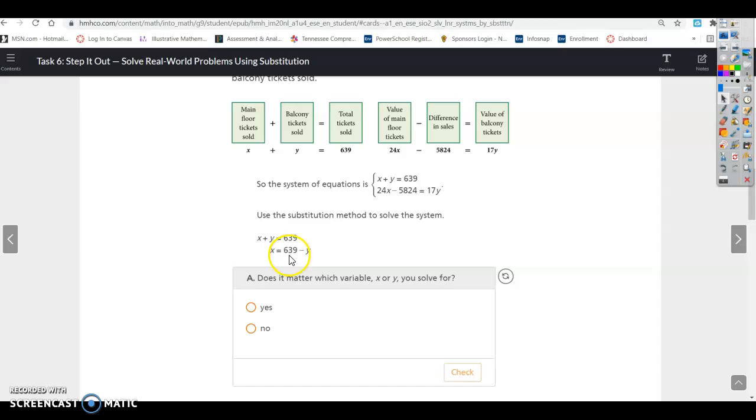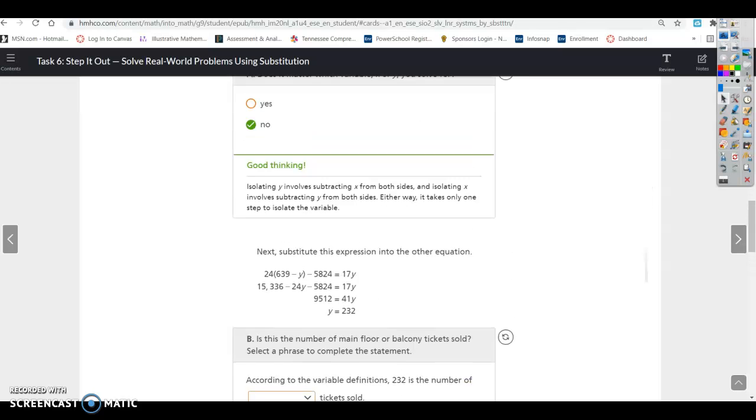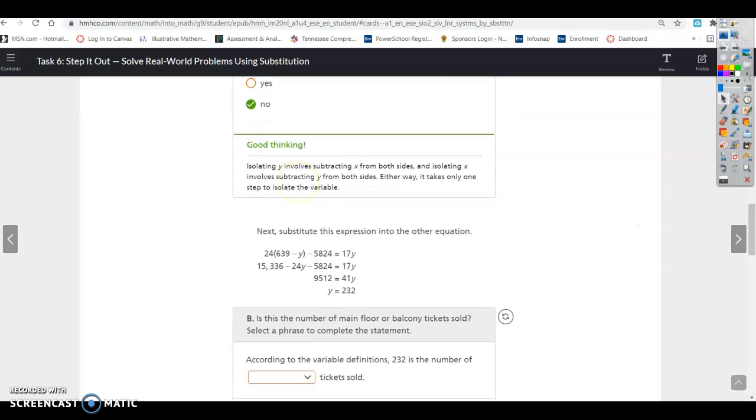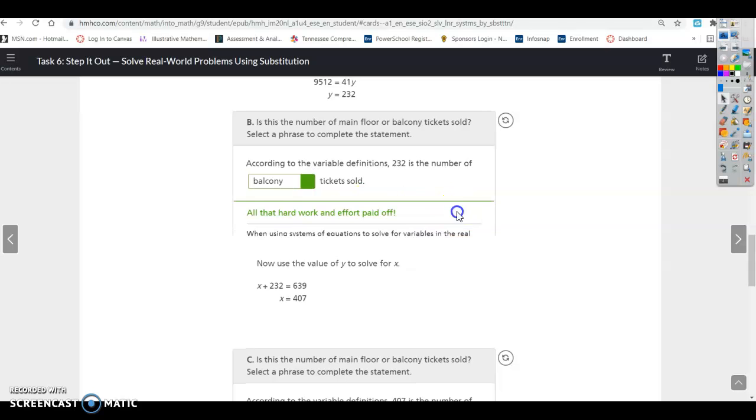If we use the substitution method to solve, it asks, does it matter which variable you use? No, it does not. Especially for the first equation, they both have X and Y, so you could get either variable by itself very quickly. Next, substitute this expression into the other equation. So they substitute that in, and they solve for Y. Y equals 232. Y was the number of balcony tickets, so according to the variable definition, 232 is the number of balcony tickets sold.